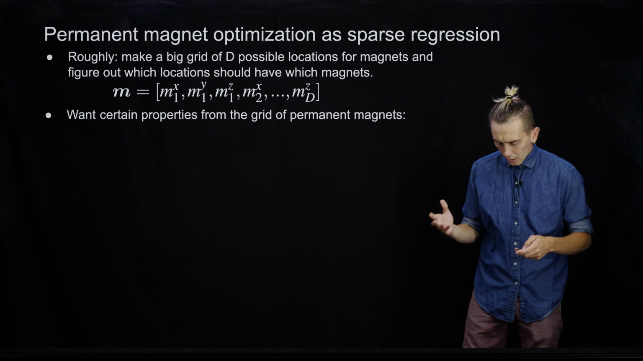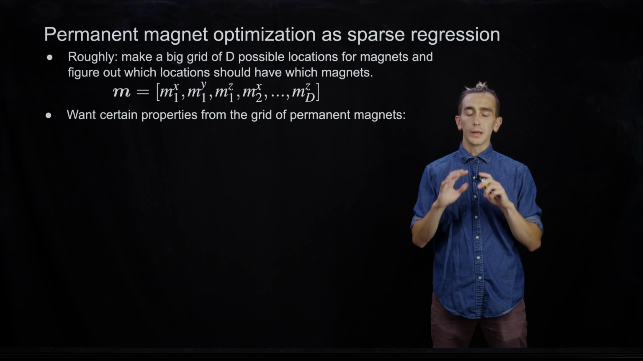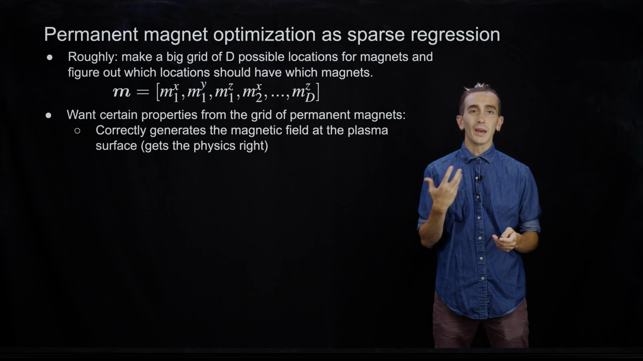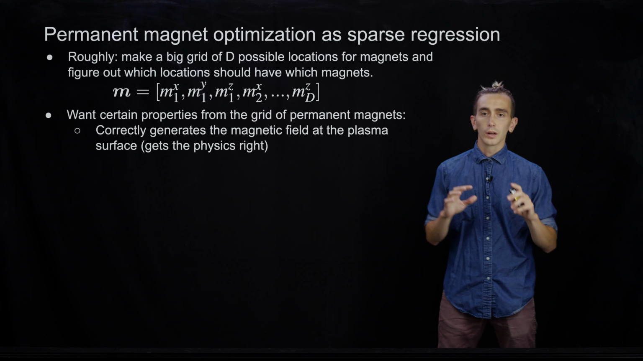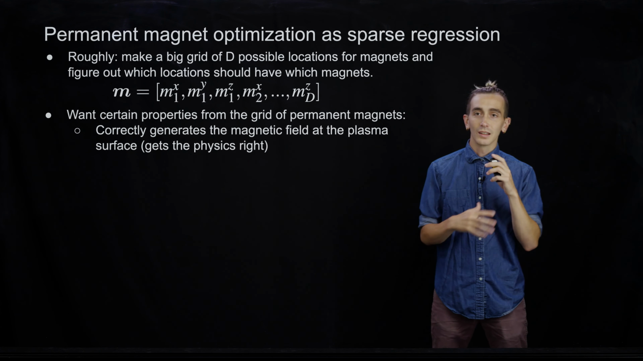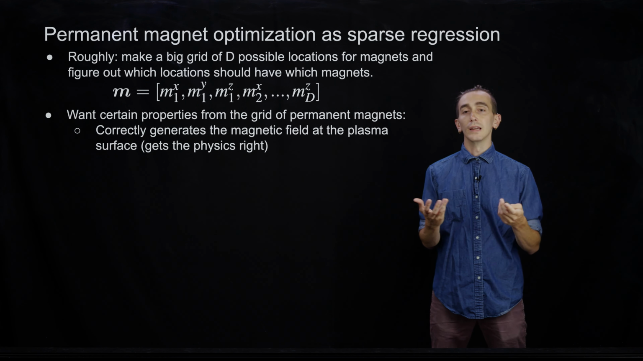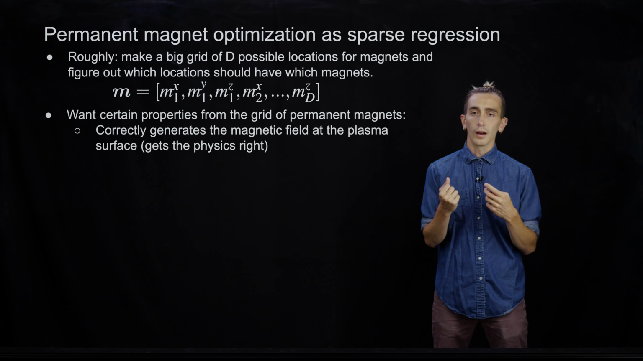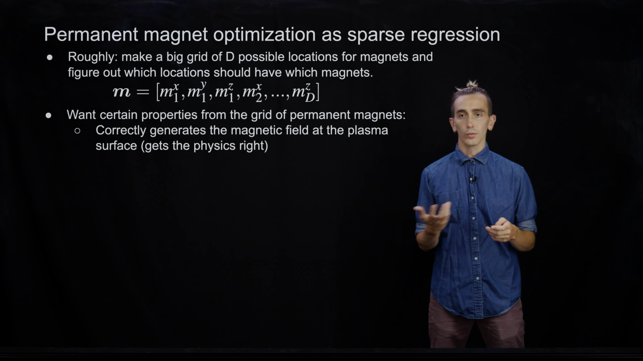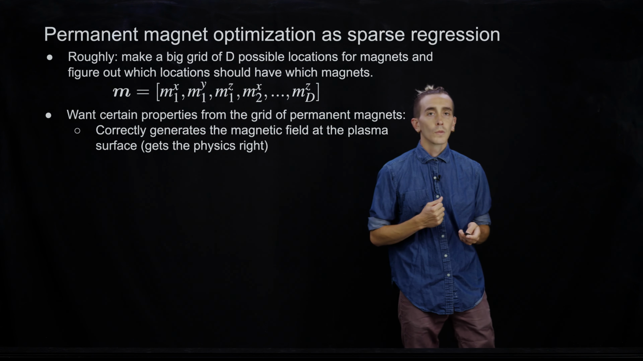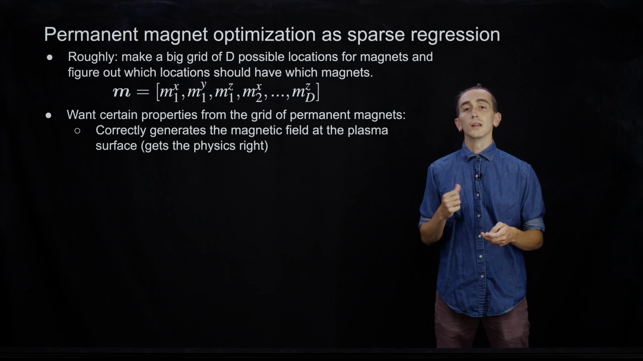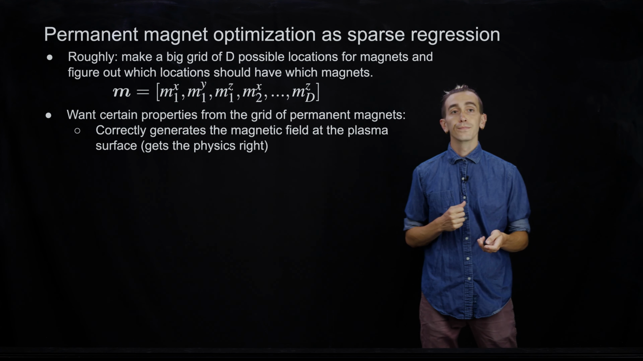So not only do we want to match some good physics properties at the plasma, but we're going to want some extra properties. As I said, we're going to want to correctly generate the magnetic field at the plasma surface. This is a little technical, but the point is we want to get the physics right. We want to do a good job making a good plasma that has beneficial properties for whatever we're trying to do. And then we have some engineering properties on exactly what type of permanent magnet solution we're looking for.